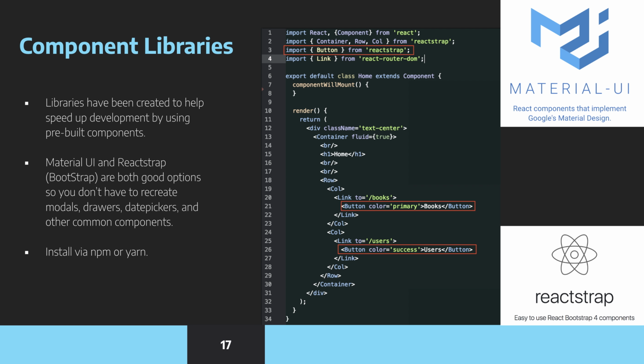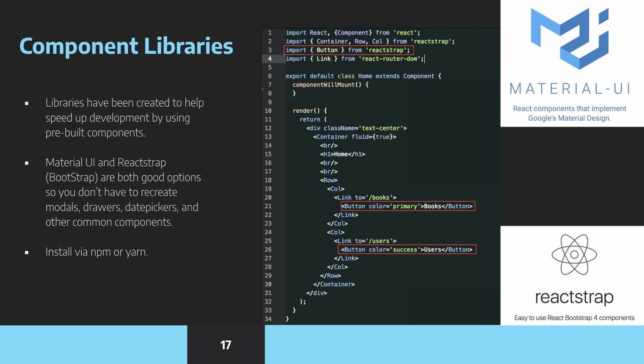Okay, component libraries. Libraries have been created to help speed up development by using pre-built components. Material UI and React Strap, which is basically Bootstrap, are both good options, so you don't have to recreate things like modals, drawers, date pickers, and other common components.